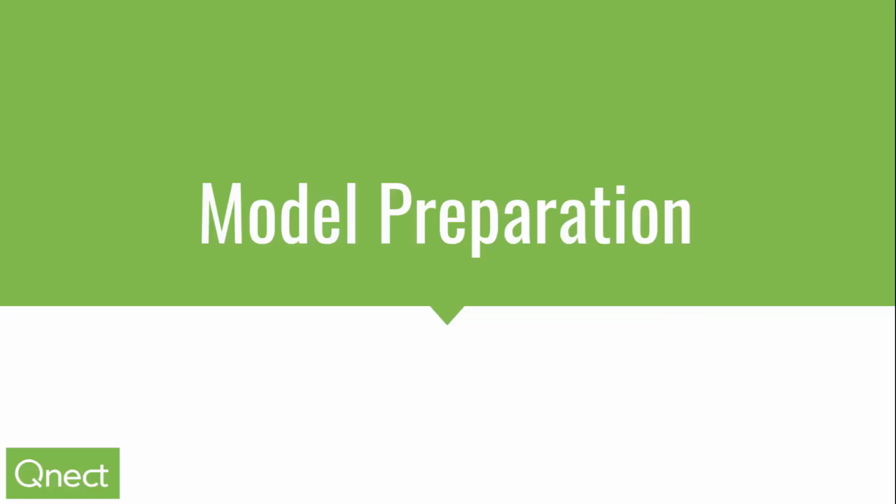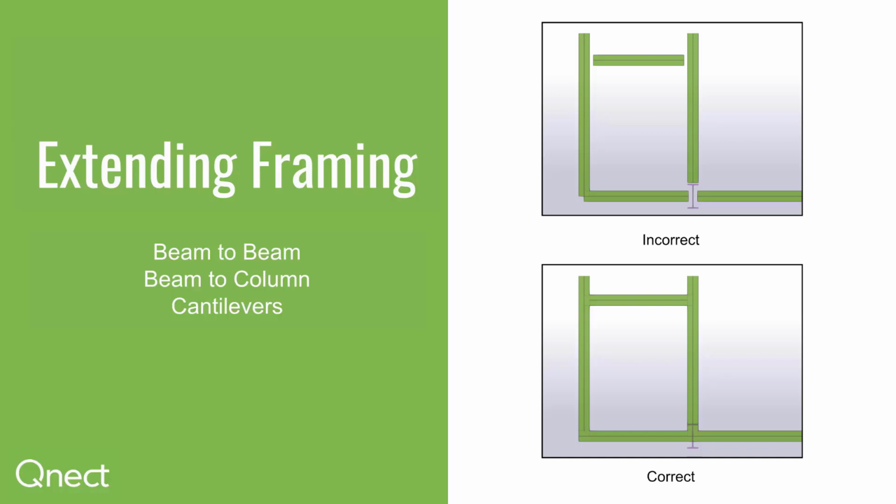Okay, the first topic we will touch on today is model preparation, how to best prepare your model prior to running Qnect. First, we will look at extending framing. We will be looking at beam-to-beam locations, beam-to-column locations, and cantilevered locations. So as you can see on the top right-hand side, those are incorrect. And on the bottom, you'll see that those are correct.